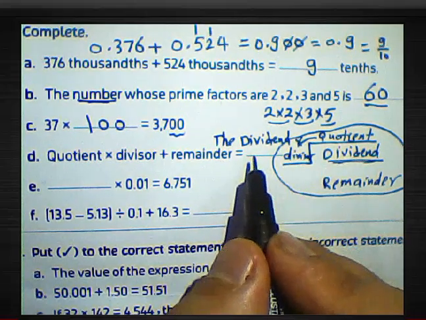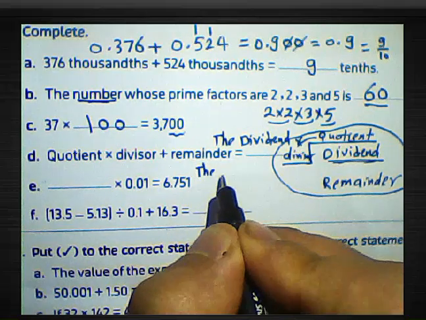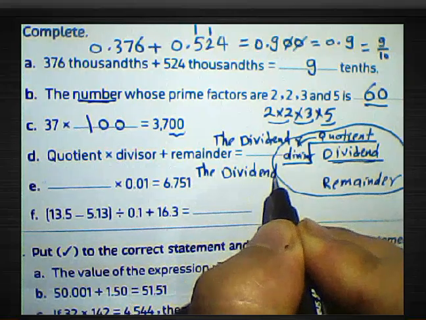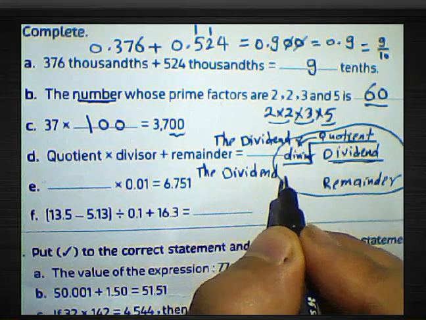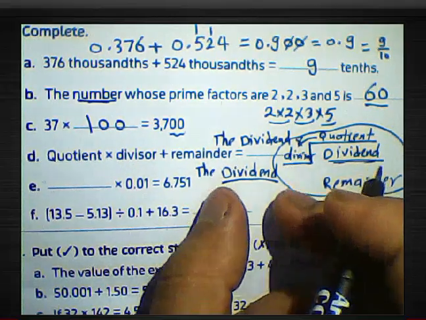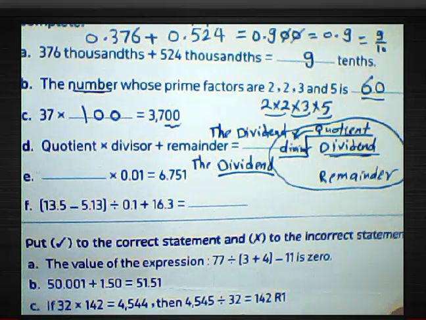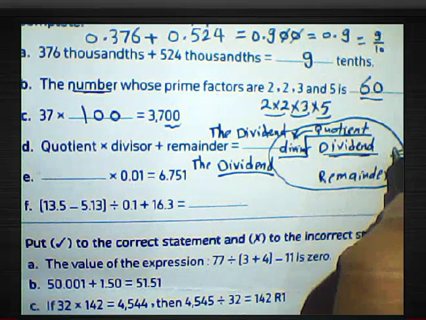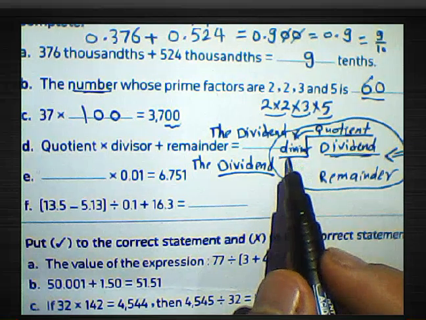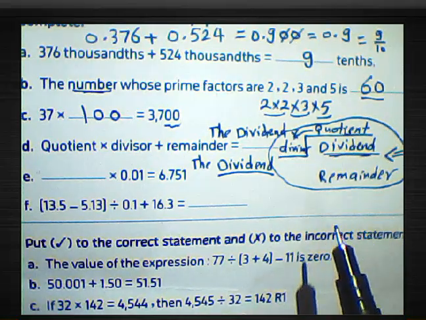Okay, dividend. Right, again the dividend. Can you see it? The dividend is the result here. We must write this word in the space, the dividend. And this order you must keep in your mind. Quotient times divisor plus remainder equals the dividend.